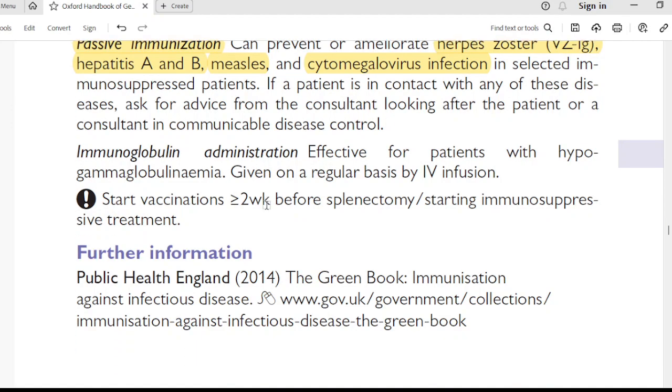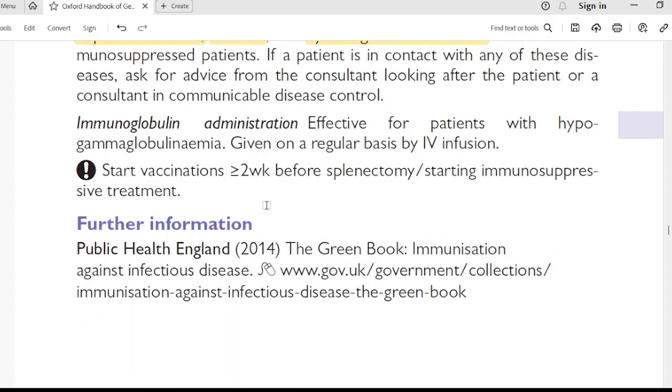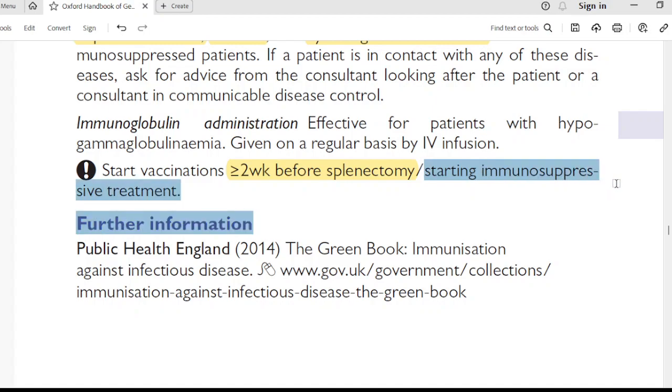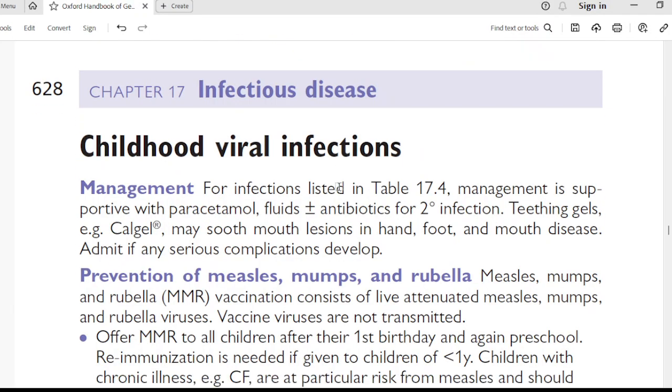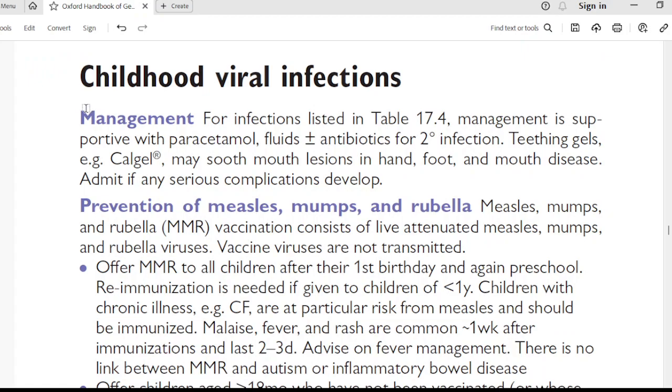Immunoglobulin administration is effective for patients with hypogammaglobulinemia, given on a regular basis by IV infusion. Start vaccinations 2 weeks before splenectomy or starting immunosuppressive treatment. So these vaccinations you have to give 2 weeks before if an elective splenectomy is planned, and if you are starting immunosuppressive treatment in a patient, you give vaccinations 2 weeks before the start of immunosuppressive treatment.